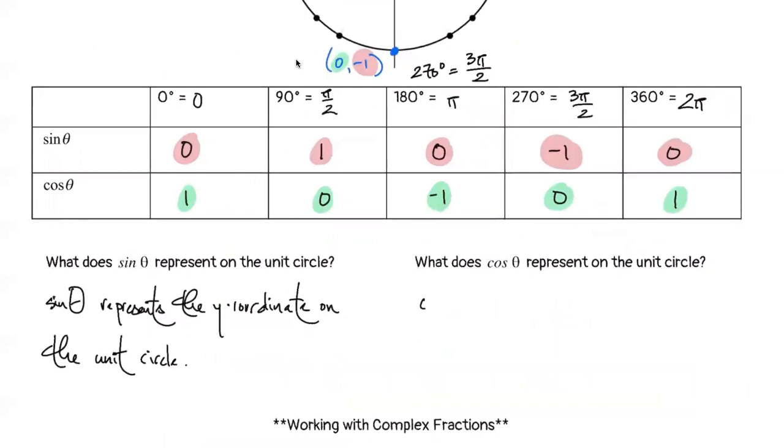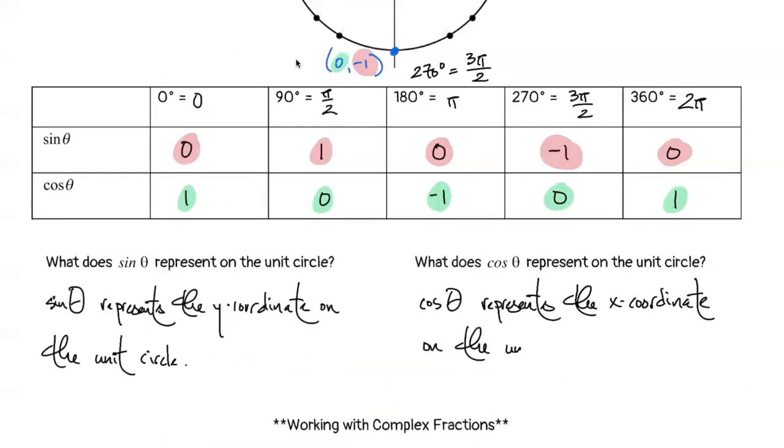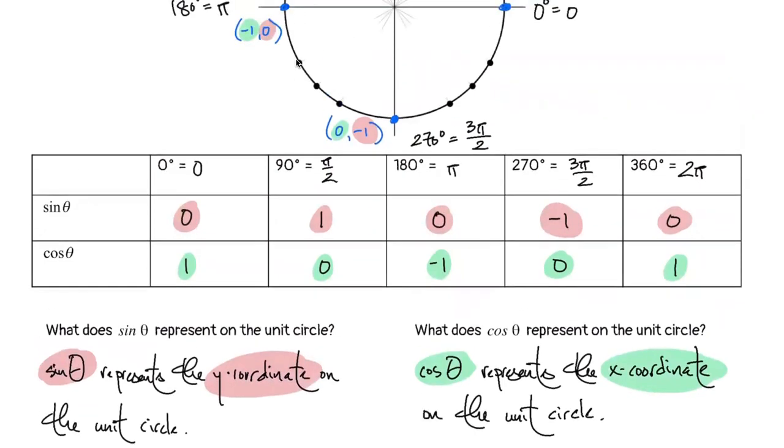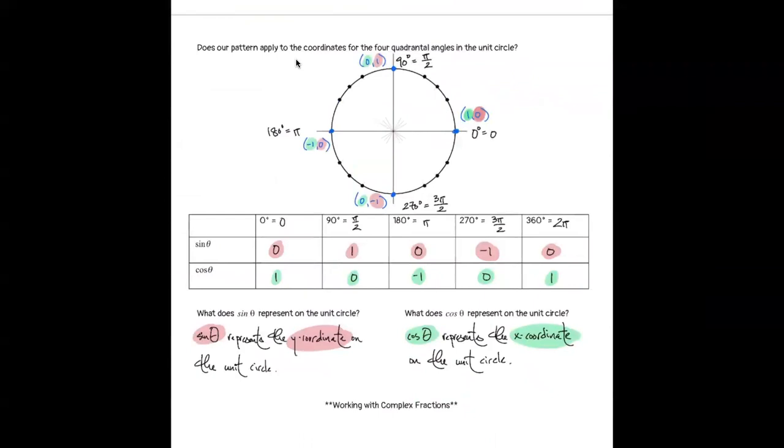Let's write that out here. Cosine theta represents the x coordinate on the unit circle. Right, so cosine represents the x coordinate and sine represents the y coordinate. All right. I can't tell you how unfortunate it is if you confuse these. Or perhaps I can. Not a good thing to confuse those.